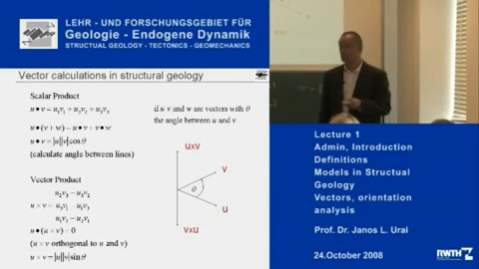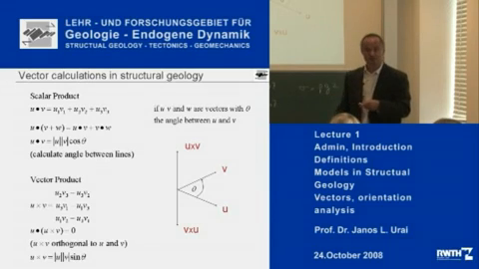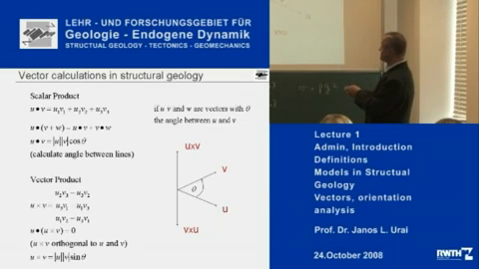Very, very simple. The vector product is a vector. That's why it is called a vector product. It is also called the cross product. And the vector product is a vector which is perpendicular to both of the other vectors.